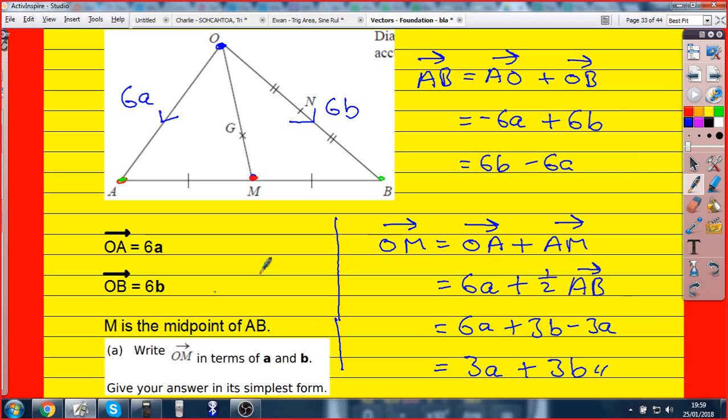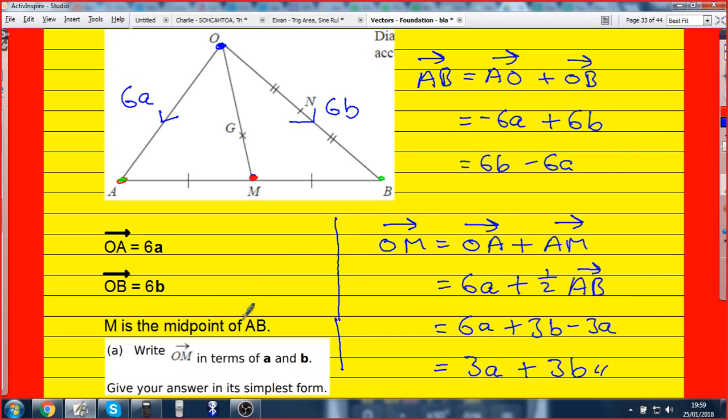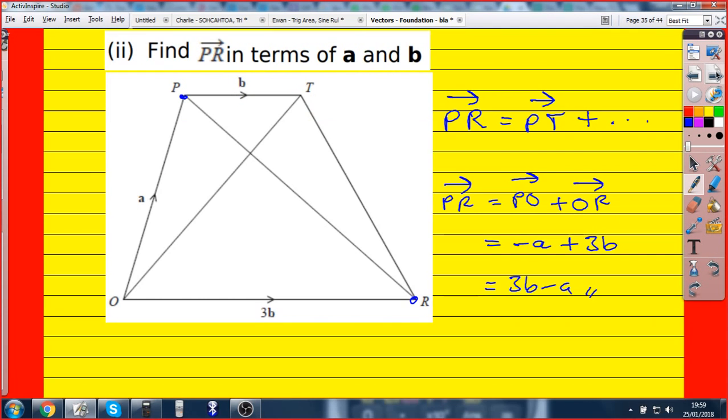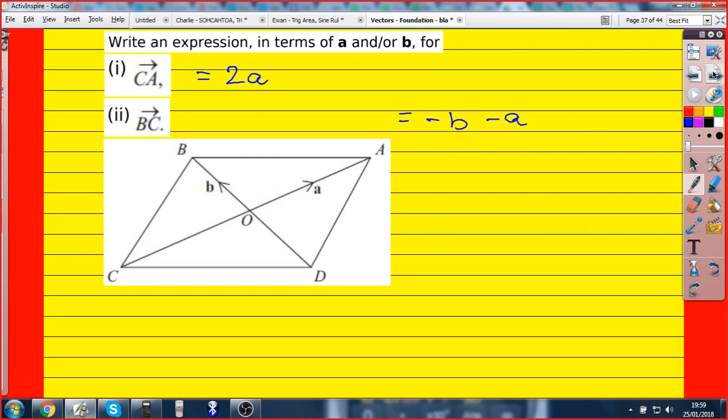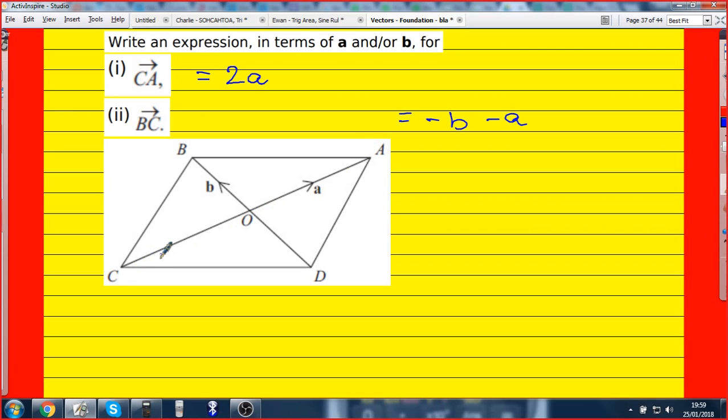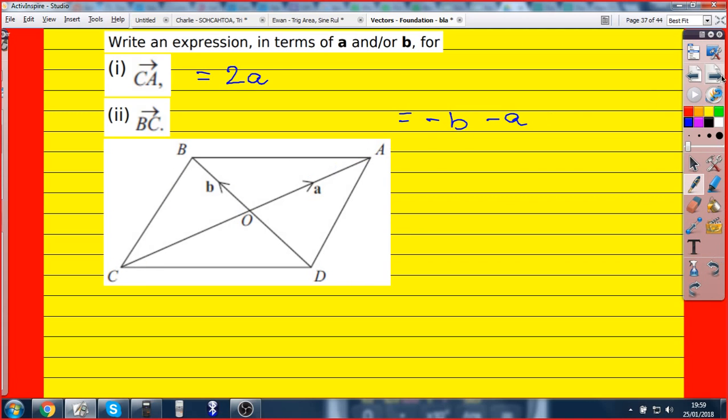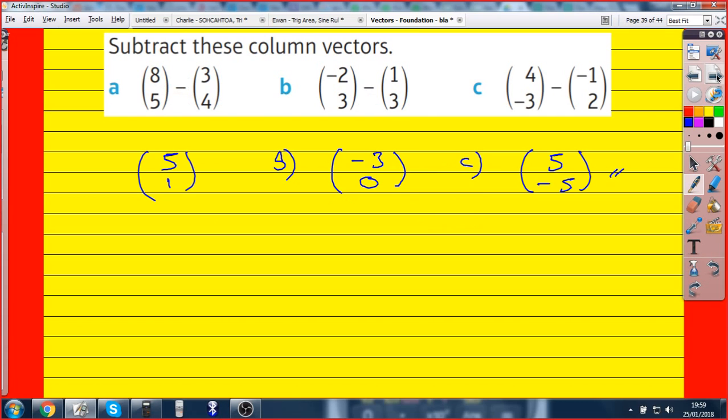So this was the tricky one. It involved the midpoint. So you always break it down: O to A to M. O to A was 6A. A to M we didn't know, but we know that it's a half of AB. So then you have to find AB and half it. And then we simplified. This one was the dead end one, sorry. We found a way around it. So halfway is A, so double length would be 2A. And then you were good from B to C. Minus B minus A. That was a tick.